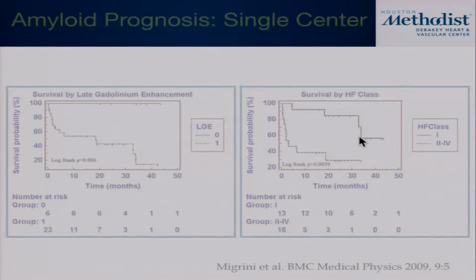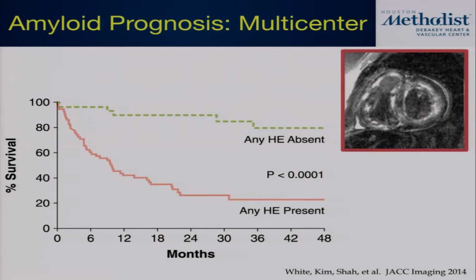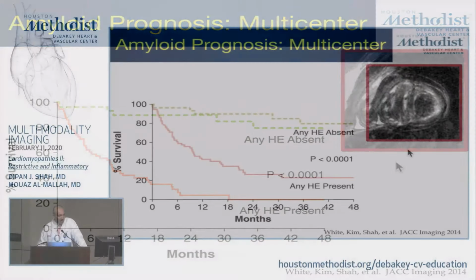In fact, the presence or absence of LGE was a better discriminator than New York Heart Association class in these patients. And then more recently, we were involved in a multi-center study which looked to confirm these findings. And again, for patients that presented with known extracardiac amyloidosis, the absence of hyperenhancement was associated with a much better prognosis than the presence of any hyperenhancement within the myocardium.